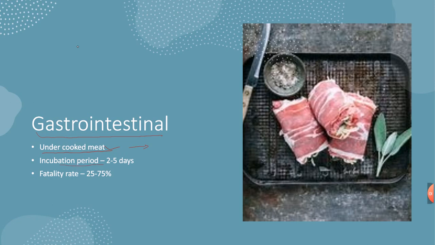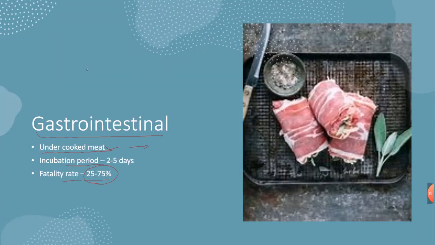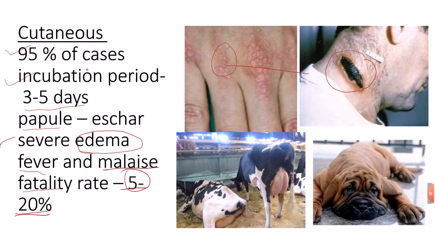Incubation period is 2 to 5 days, and the fatality rate is very high. Compared to cutaneous anthrax, the fatality rate of gastrointestinal anthrax is very high, from 25 to 75%, right? And the fatality rate over here is 75 to 90%. So we can say that the highest fatality rate is found in inhalation anthrax, then gastrointestinal anthrax, and then cutaneous anthrax.